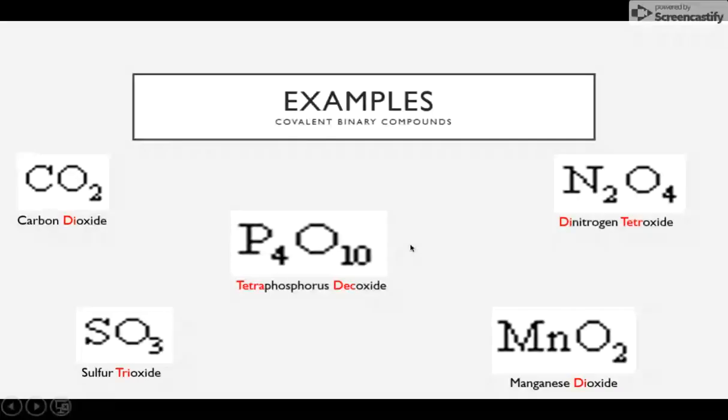So here are some examples of those. Here you have carbon dioxide, so the 2 goes with the O. Then you have tetraphosphorus decoxide. The deca is 10, and if there's a vowel, then you just go ahead and take off the a and just add on. Here you have dinitrogen tetroxide, sulfur trioxide, and manganese dioxide. All these compounds still end in the IDE. They just have a prefix if there's a number after.